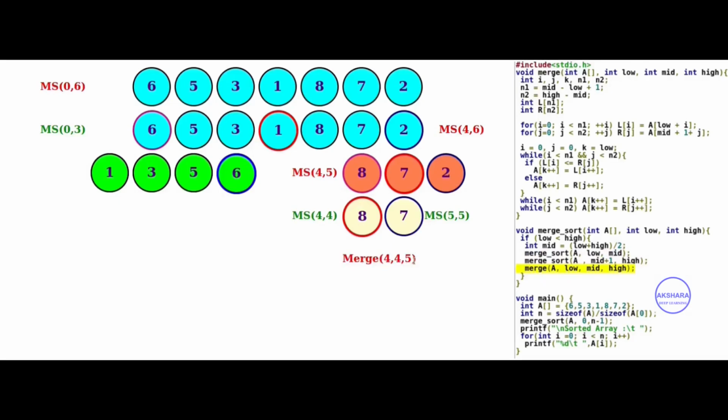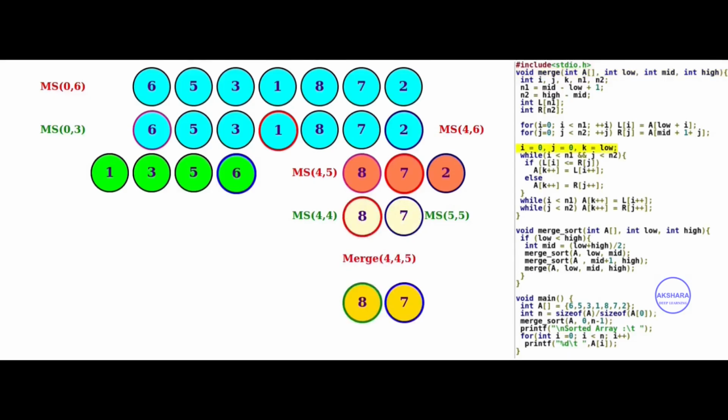Now this function will be called with low 4, mid 4 and high 5. Here merge of 4 comma 5 is called. From index low to mid will be copied into L. From index mid plus 1 to high will be copied into R.